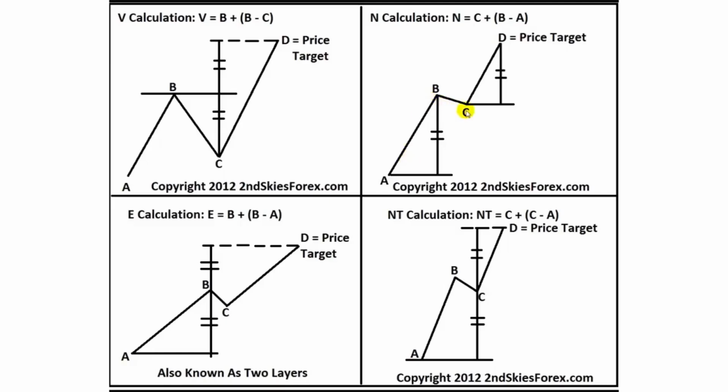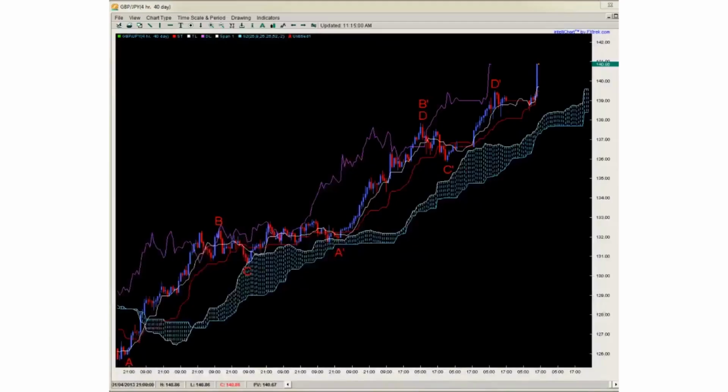So the first part of this here will generally equal the second part of this here. So the pullback is much more corrective, as I mentioned, and less shallow, and it's the least corrective of all of them. For the E calculation, also known as the two layers, the first rising wave from A to B is basically, as I said before, the second layer C to D is added on top of this here. So that's what we need to know about the E calculation.